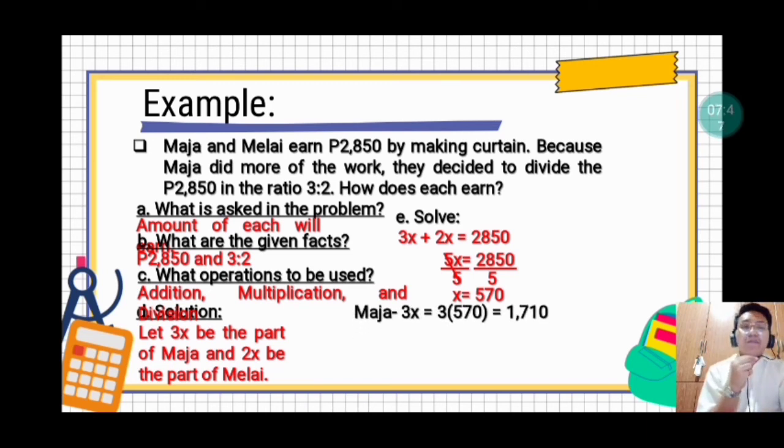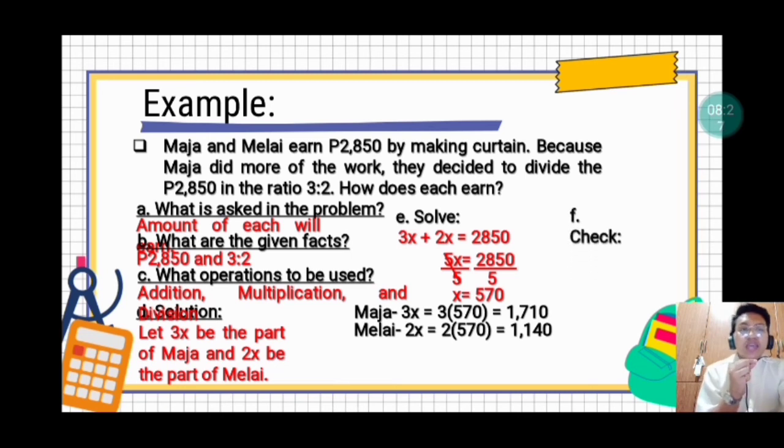And after that step, we need to distribute, okay? We need to distribute the value of x. For Maha, 3x is equal to 3, substitute the value of x, 570. So multiply 3 times 570 is equal to 1,710. And for Melai, Melai is 2x. So we need to simplify, is equal to 2, distribute the value of x, 570. 2 times 570, that would be 1,140.